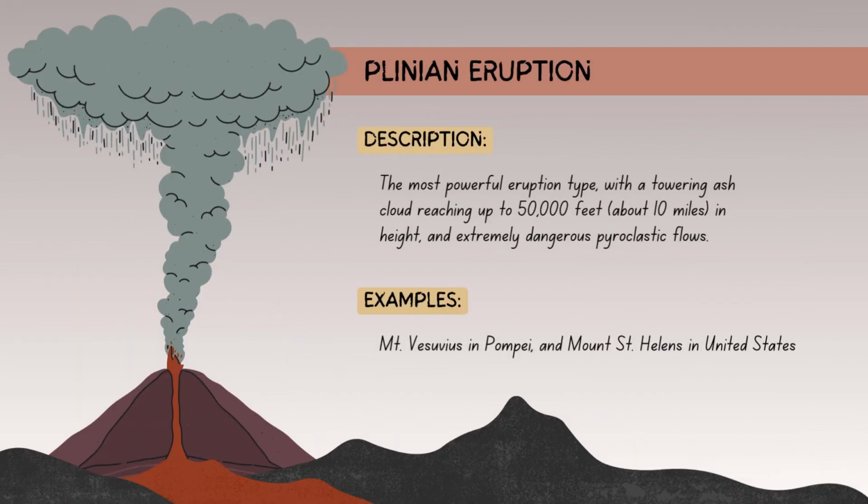Last but not least is Plinian eruption. The most powerful eruption type, with a towering ash cloud reaching up to 50,000 feet, about 10 miles, in height, and extremely dangerous pyroclastic flows. For example, Mt. Vesuvius in Pompeii, and Mount St. Helens in the United States.